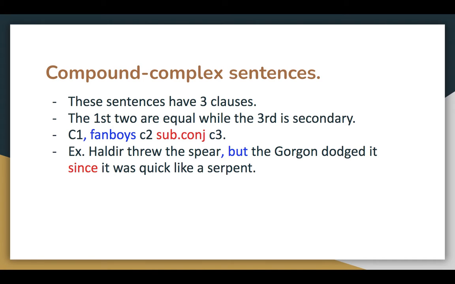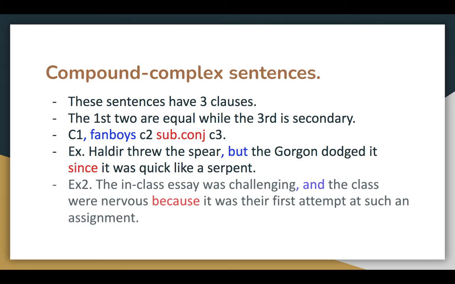So here's an example: Haldir threw the spear, comma, but the Gorgon dodged it since it was quick like a snake. So you can see that we've got our first clause, right? Haldir threw the spear. We're linking it with our comma fanboys. That's the coordinate link. So it tells us the first two clauses are equally important. The third piece of information, since it was quick like a snake, is additional. It's giving us more detail, but we could remove it without ruining the grammar or the impact of those first two ideas.